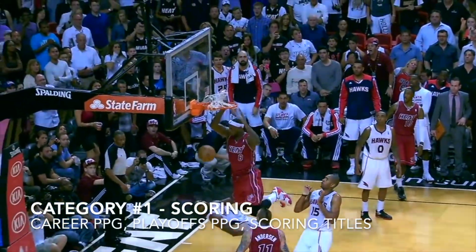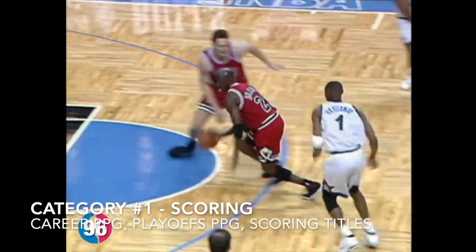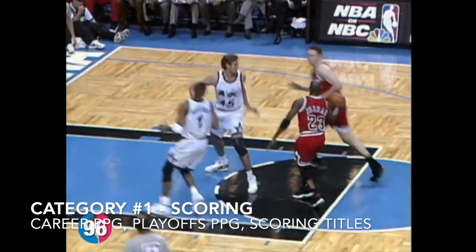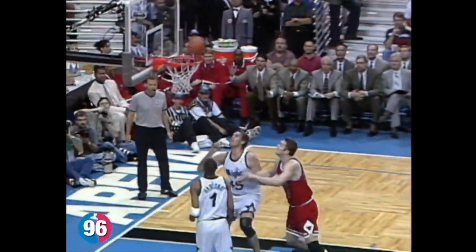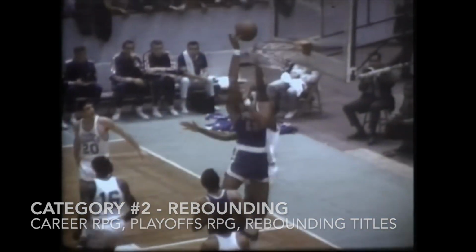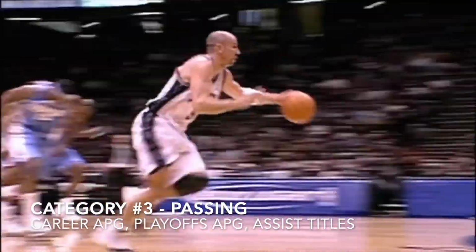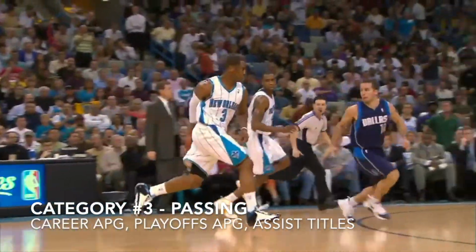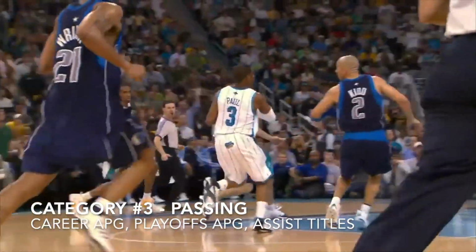Scoring. This category will be defined by each player's career points per game, peak points per game, both regular season and playoffs, and number of scoring titles. Rebounding. This category will be defined by each player's career rebounds per game, peak rebounds per game, both regular season and playoffs, and number of rebounding titles. Passing. This category will be defined by each player's career assists per game, peak assists per game, both in regular season and playoffs, and number of assist titles.